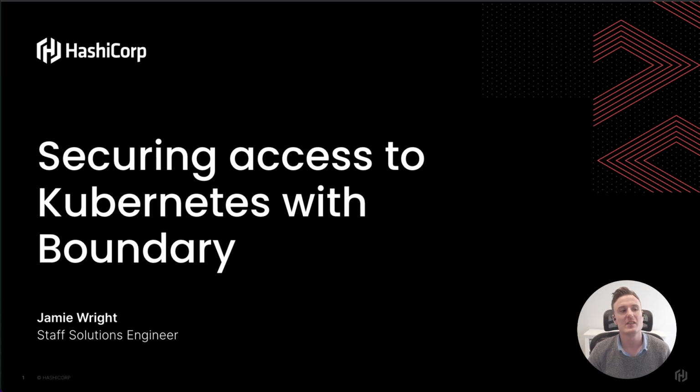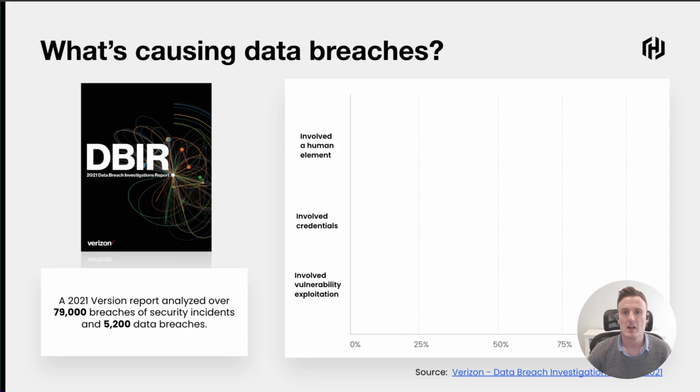And today I'm going to be taking us through how we can secure access to Kubernetes with HashiCorp Boundary. So to start us off, I just wanted to remind everybody why secure access is so important by looking at some data from a Verizon report that analyzed a lot of security incidents and data breaches over the previous year.